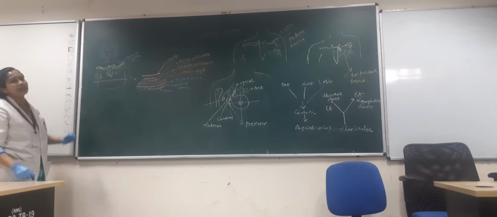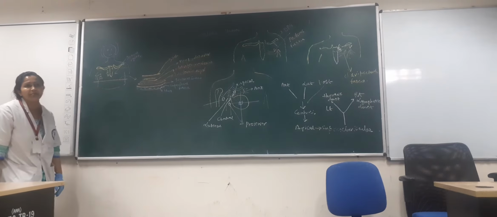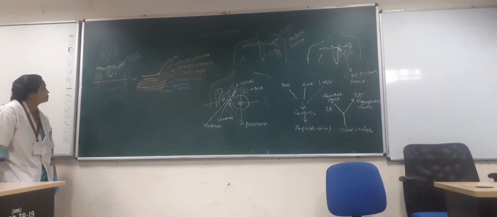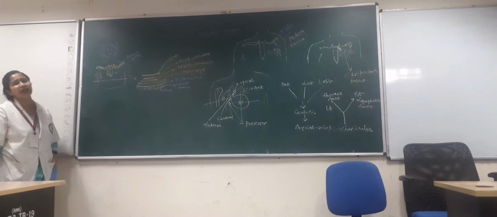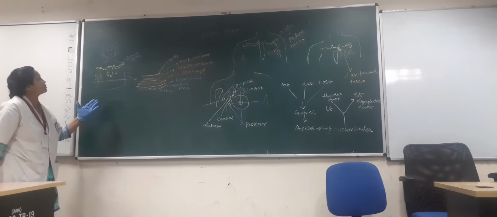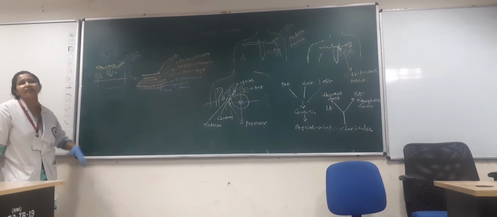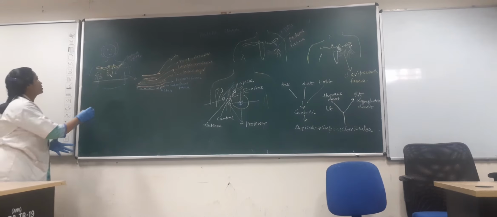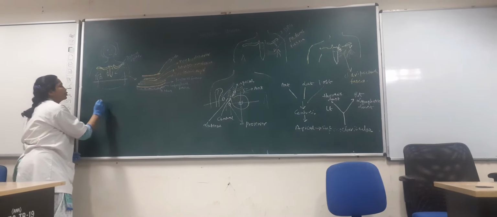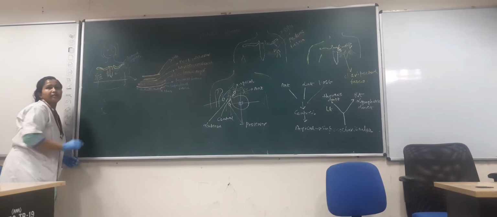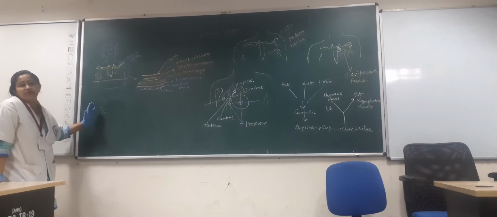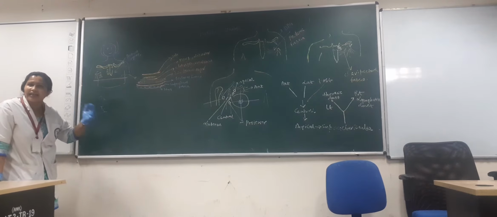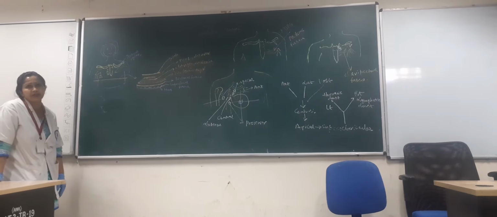it is supplied by three supraclavicular nerves, that is medial, lateral and intermediate supraclavicular nerve. And below the sternal angle, it is supplied by the anterior and lateral cutaneous nerve of T2 to T6 thoracic spinal nerve, anterior and lateral cutaneous nerve branch.